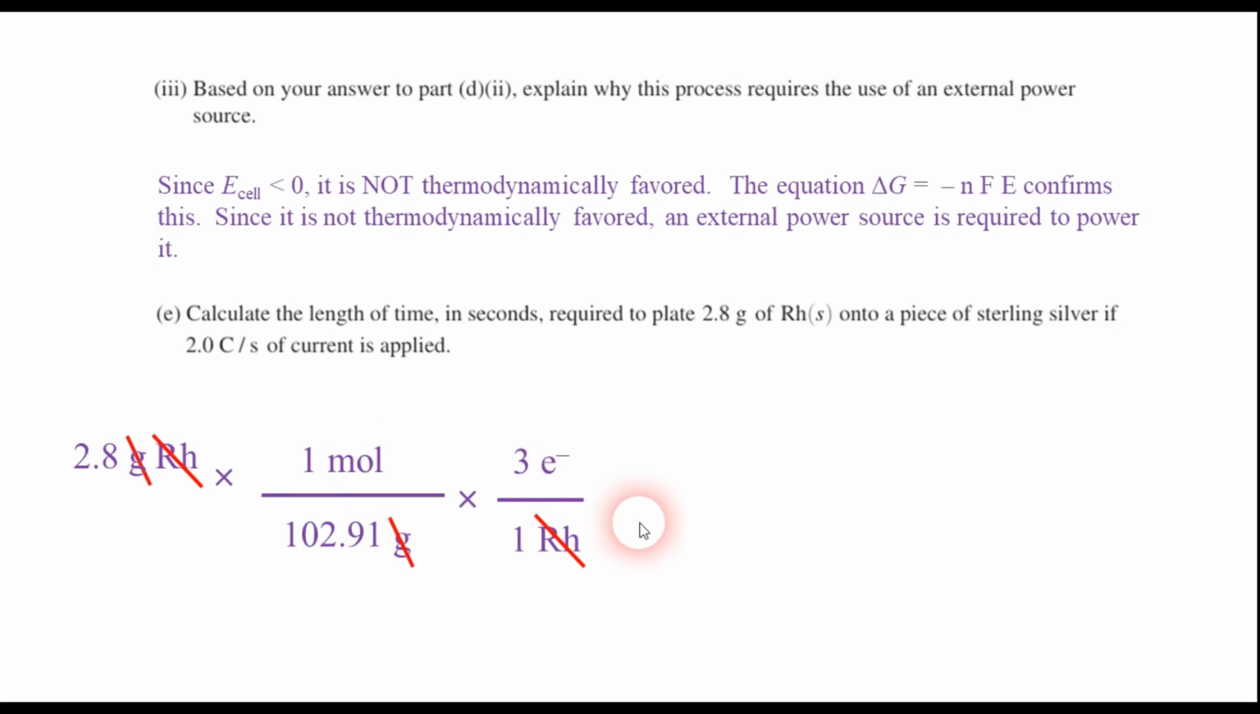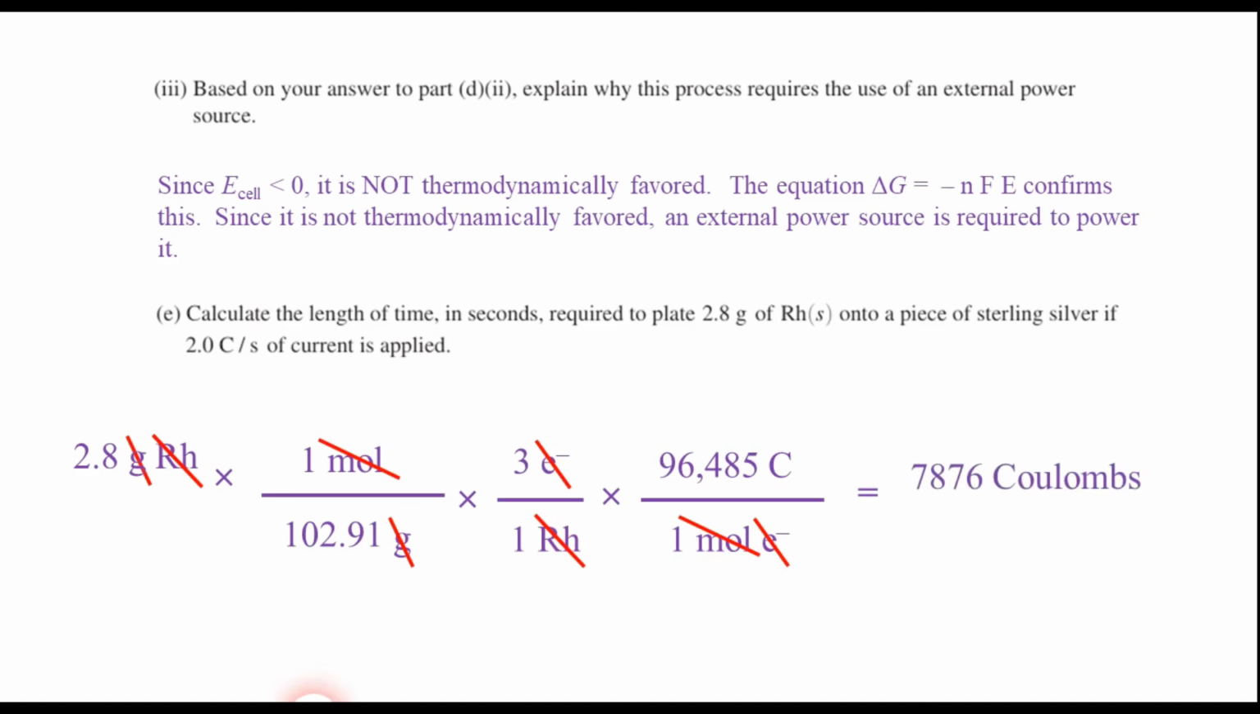The last step is to convert to our final unit, which is coulombs this time. So coulombs has to go on top, moles of electrons on the bottom. And the number of coulombs in a mole of electrons is Faraday's constant, 96,485 coulombs in 1 mole of electrons. That number is or was given to you on the equation packet. So moles of electrons cancel out, and when you multiply and divide, we find that we're going to have about 7,876 coulombs.